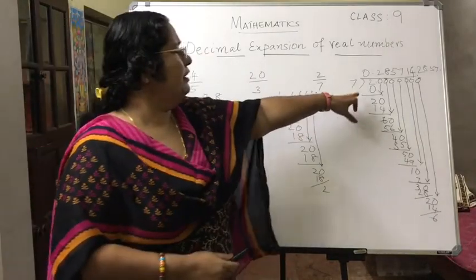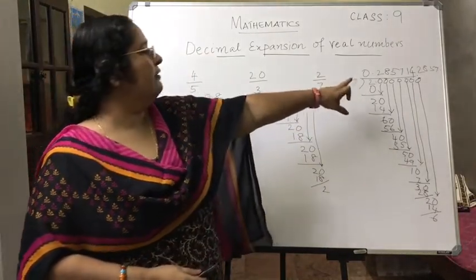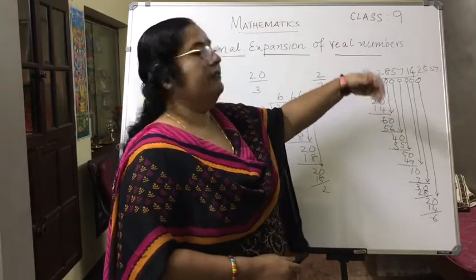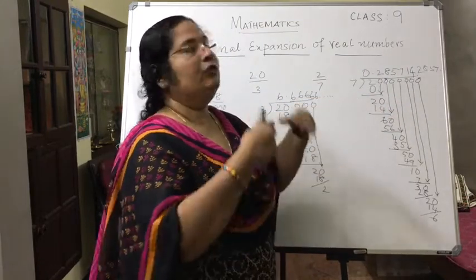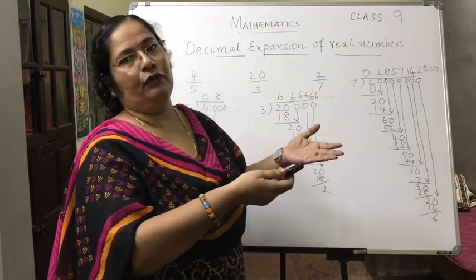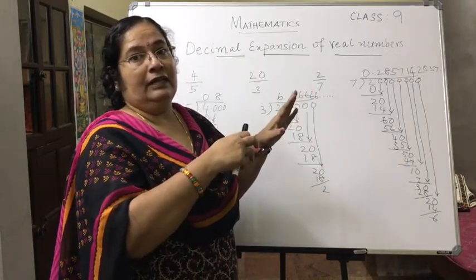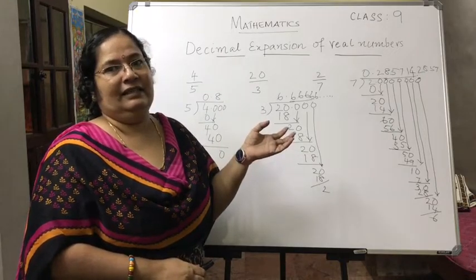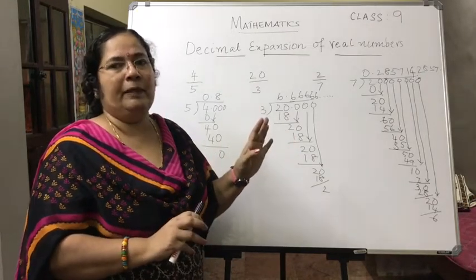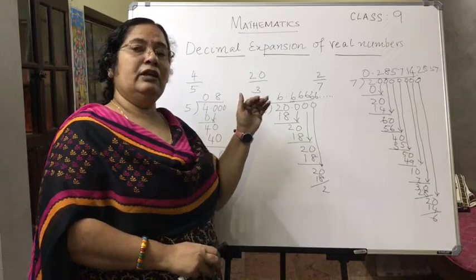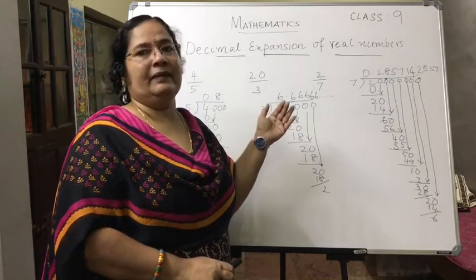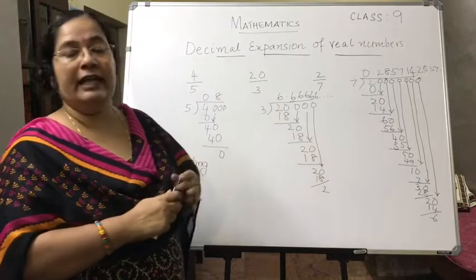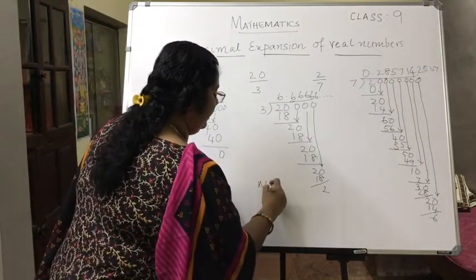Here also you see, when you are dividing 2 with 7, you are having 0.285714, again 285714. You go on doing the division, you will get again 285714. It is going on. Here also it is not terminating. It is not stopping. We call it non-terminating. Non means not terminating. Non-terminating.